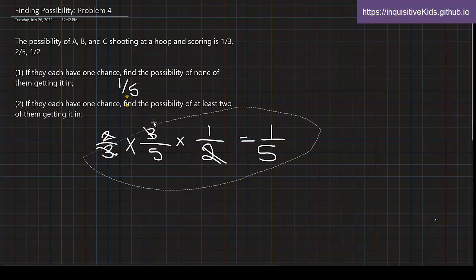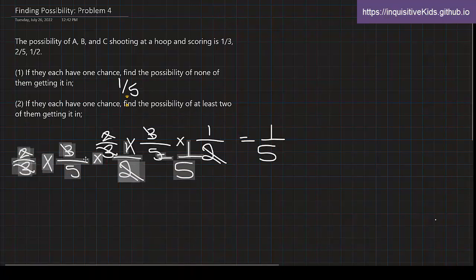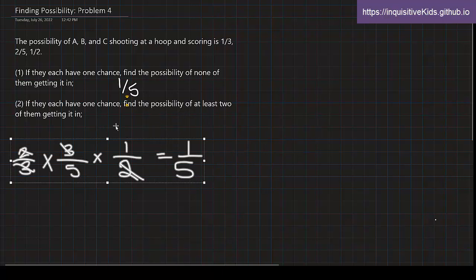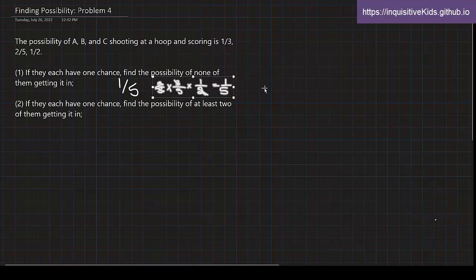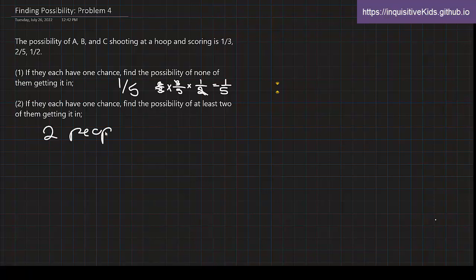Okay, now let's look at the second problem. If they each have one chance, find the possibility of at least two of them getting it in. So first, let's think about the different scenarios this means. Well, if there's at least two of them getting it in, then you have to think about getting either 2 people getting it in or 3 people getting it in. Let's do 3 people because that seems a bit simpler.